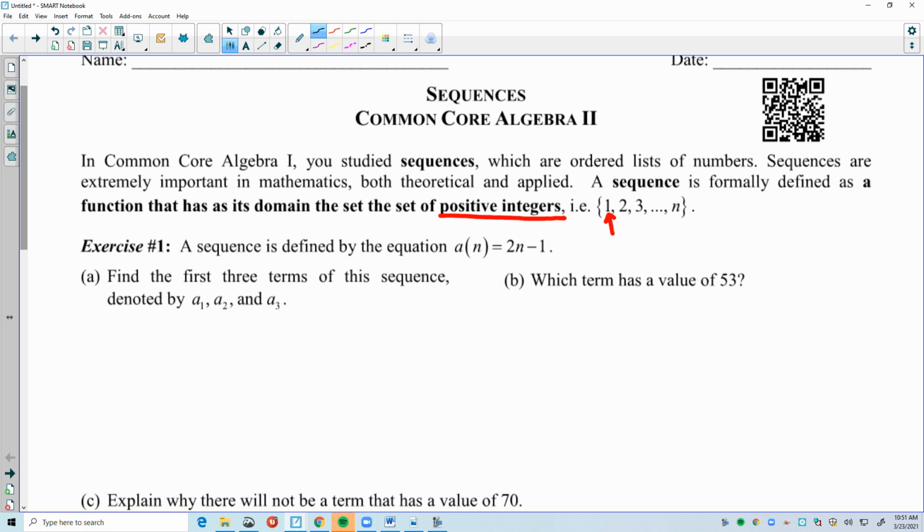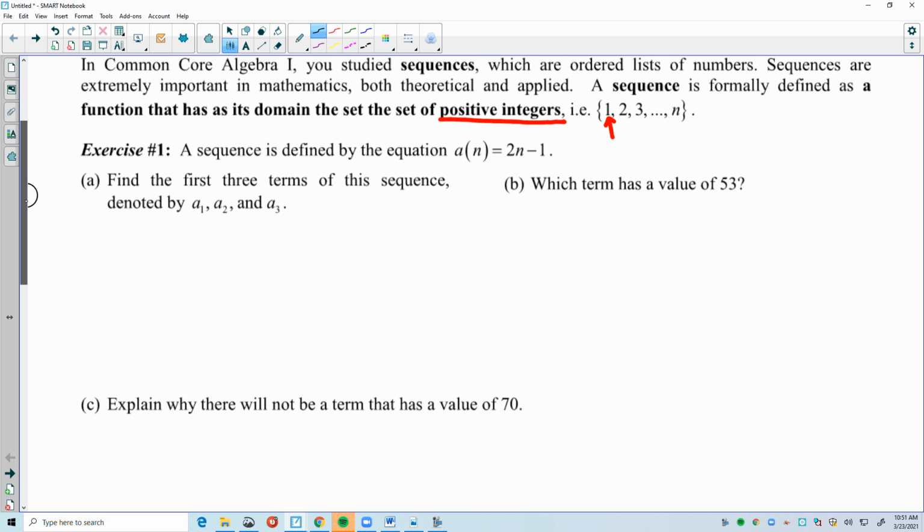That's something that you really want to keep in mind, because a lot of times we think maybe we can start at 0, but it's going to be the set of positive integers, meaning your starting value will be 1, different from what we would say a lot of times with initial value being 0. Starting value here in sequences is 1.